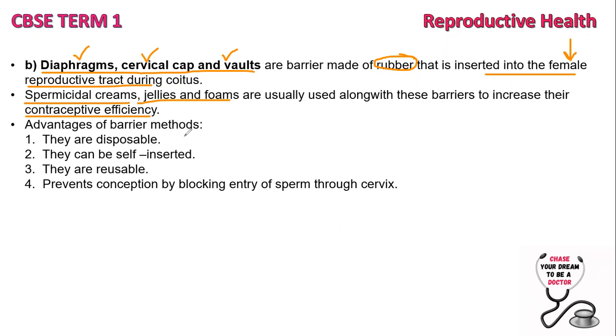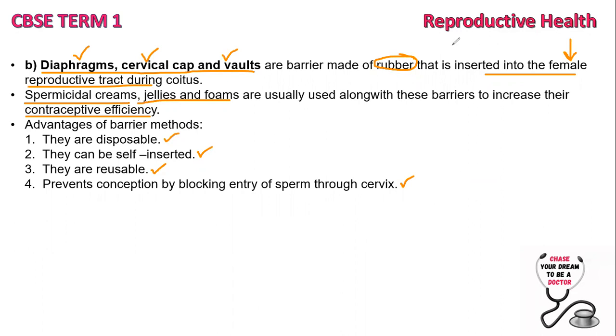What are the advantages? These barrier methods have a lot of advantages. They are disposable. They can be self-inserted. They are reusable. They prevent conception by blocking the entry of sperms through the cervix. So what are the main four advantages of the barrier method? They are easily disposable, they can be self-inserted, they are reusable, and they prevent conception by blocking the entry of sperms through the cervix.